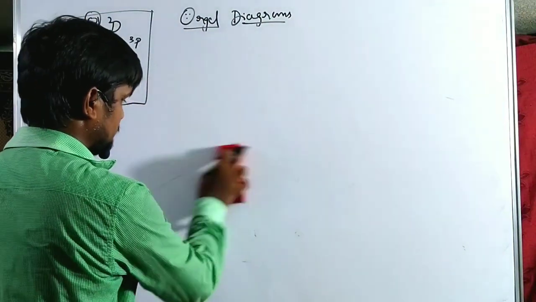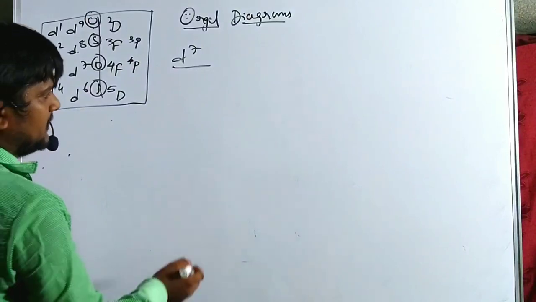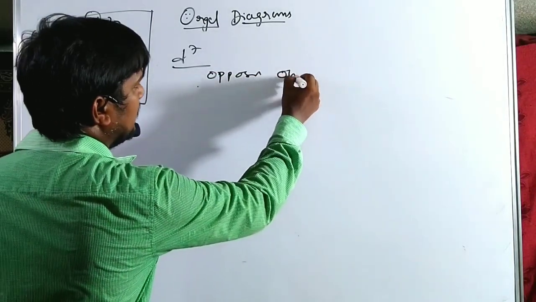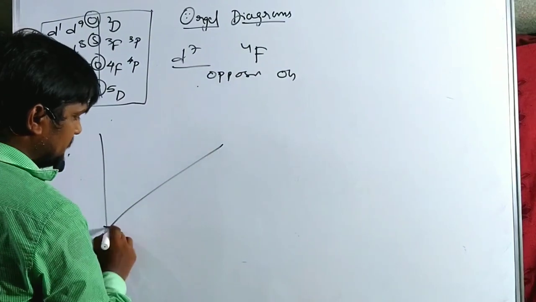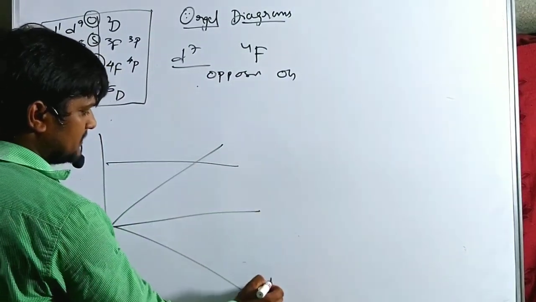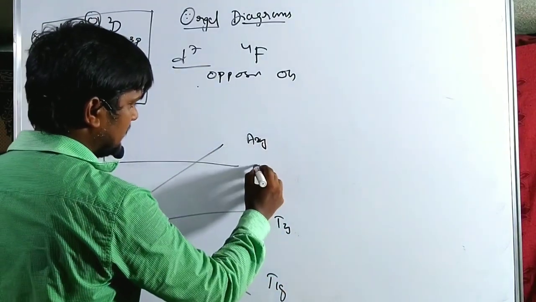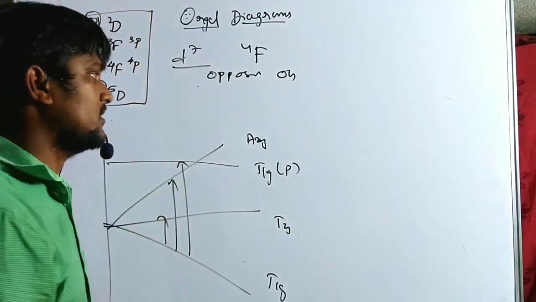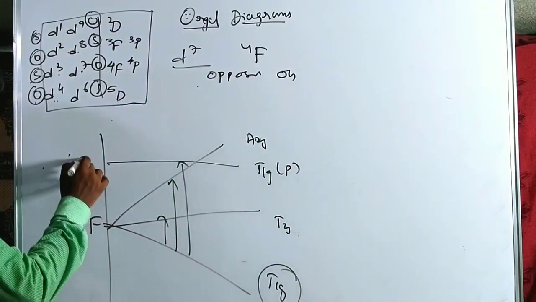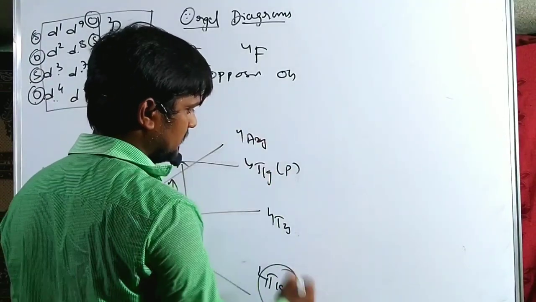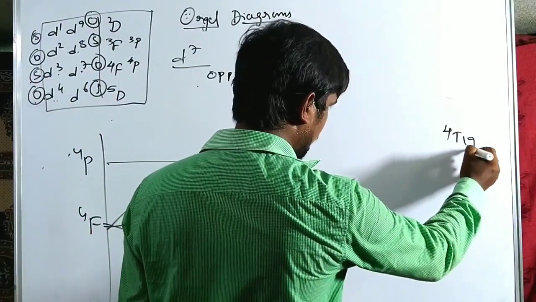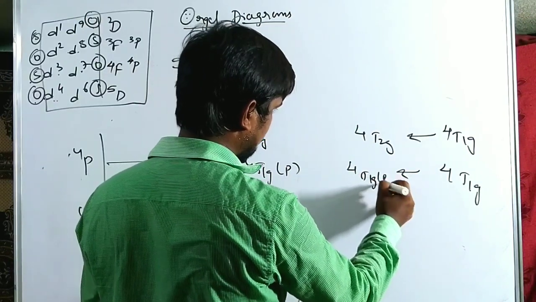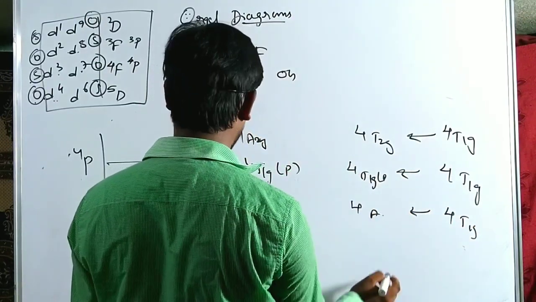Now we will go through the d7 configuration. d7 is opposite to octahedral, so the term is 4F. Here we observe a spin crossover point. Here T1g, T2g, A2g, and the T1g P term. There are first, second, and third transitions. The ground term symbol is T1g, and the multiplicity is 4. The possible three transitions are 4T1g to 4T2g, 4T1g to 4A2g, and 4T1g to 4T1g, the P term.